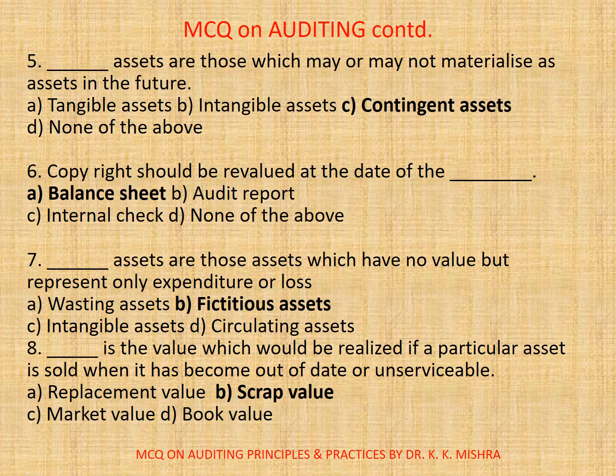Question number 7. Dash assets are those assets which have no value but represent only expenditure or loss. A. Wasting assets. B. Fictitious assets. C. Intangible assets. D. Circulating assets. Correct option is B. Fictitious assets.